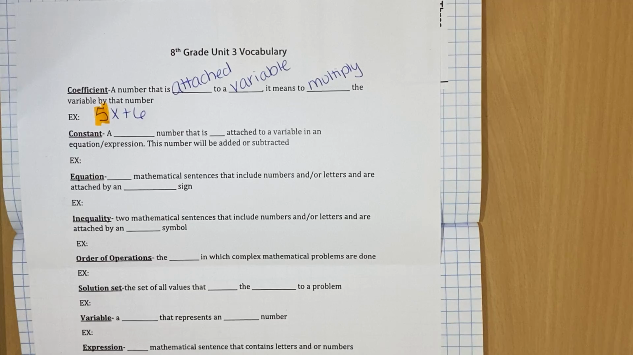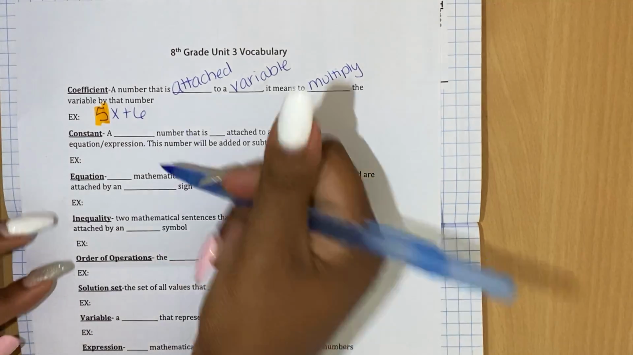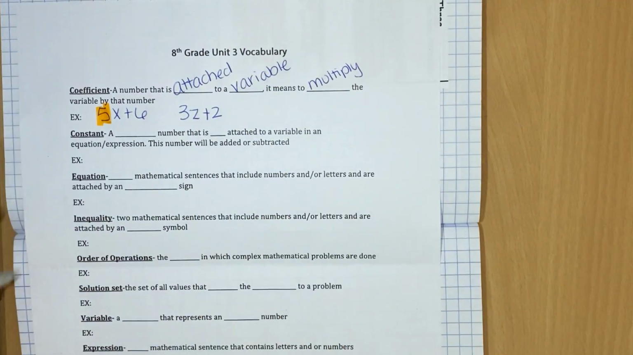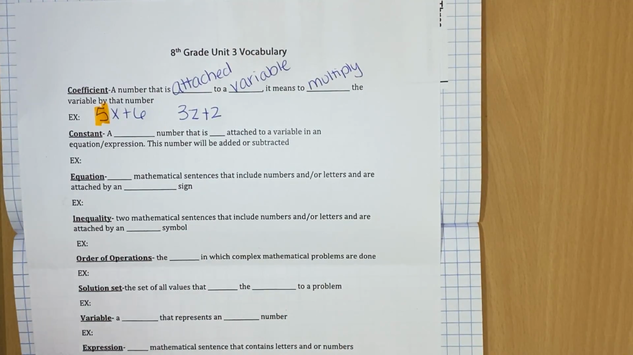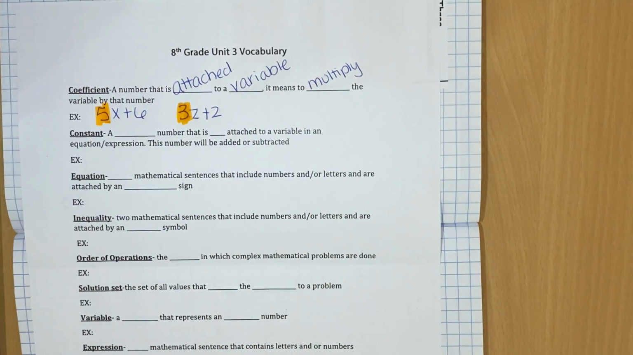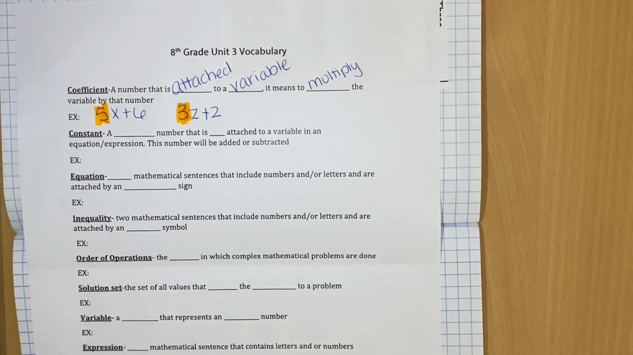If I had 3z plus 2, the 3 is attached to the variable z, and it is multiplied by that variable, so the 3 is the coefficient, okay?